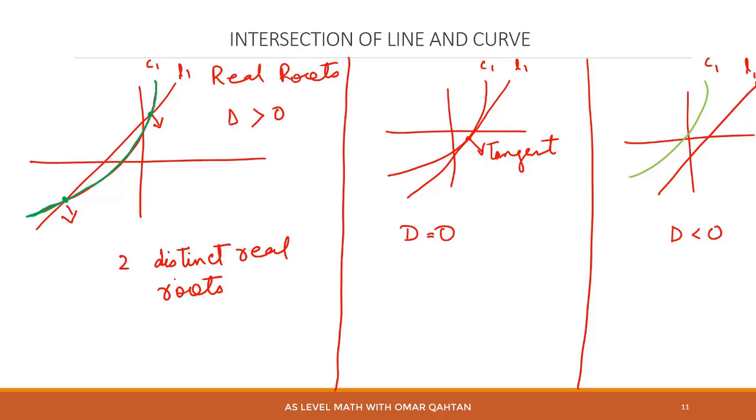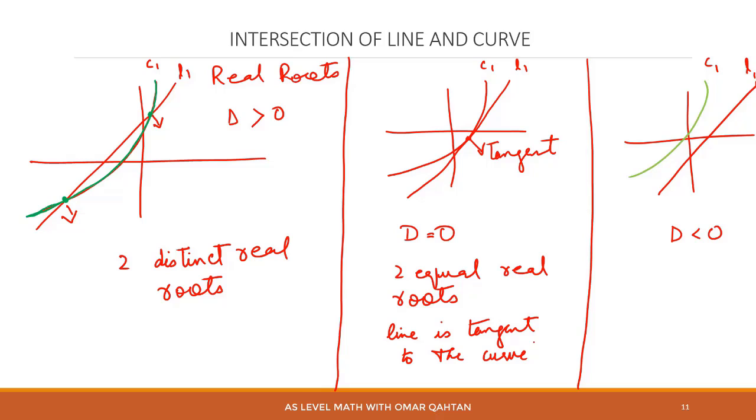Now in the next figure, the curve is just meeting this line, or this line is tangent to the curve. So we know that this is the condition for equal roots. The discriminant should be equal to 0, giving two equal real roots, and the line is tangent to the curve. Whenever you meet such a condition, you have to keep the discriminant equal to 0, and you are supposed to think of getting two equal real roots.